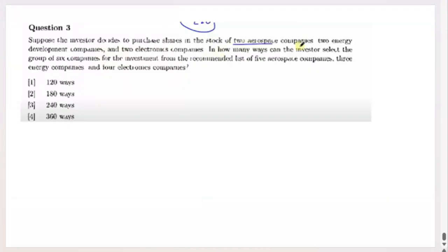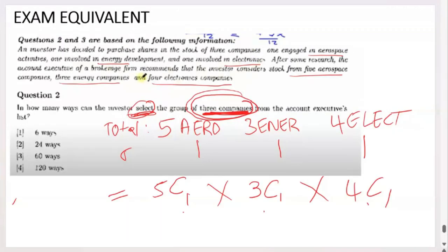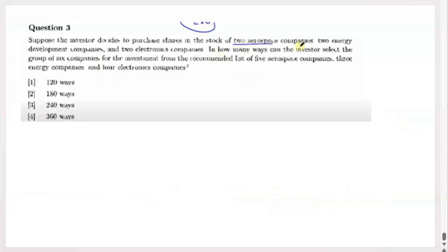Let's see a question from the same story. The same story is saying, suppose the investor decides to purchase in the stock 2 aerospaces. Okay, so now you've got your total. Your total was 5 euro. Remember, your total is N. Your 5 euro. Okay, and then you've got your total, your 3 energy company, and then you've got your 4 electronics. This has not changed.